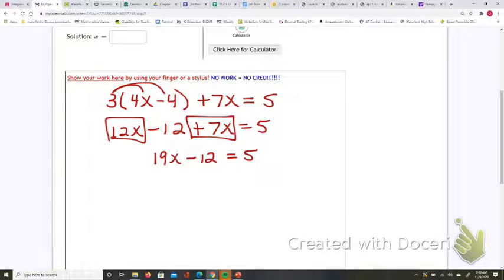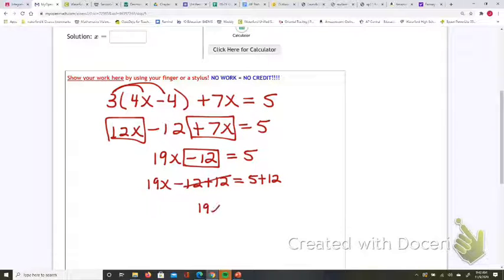Now we're ready to solve. We find our x, and remember the first thing that we have to do is undo the addition or subtraction. So we look for either a plus or a minus. We see a minus right there. So we need to undo the subtraction. What is the inverse of subtraction? Addition. So we do 19x minus 12 plus 12 equals 5 plus 12. Negative 12 plus 12 is 0, so we cross it out. 19x equals 17.